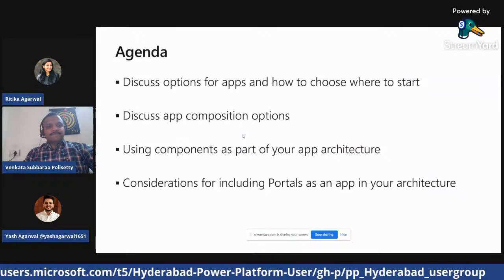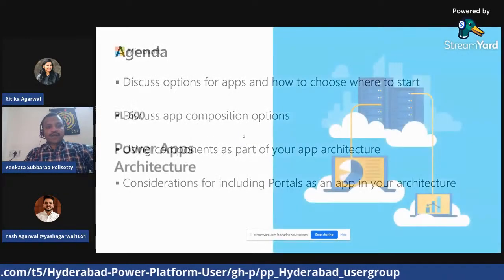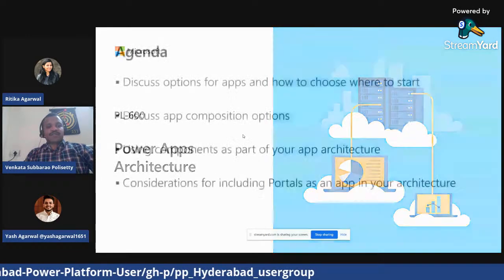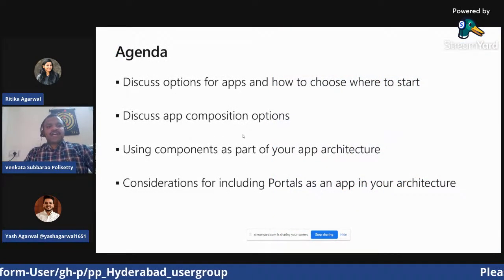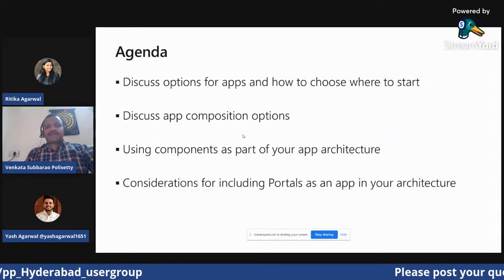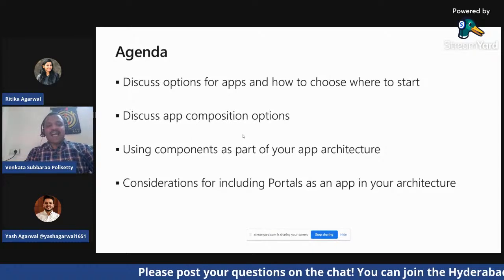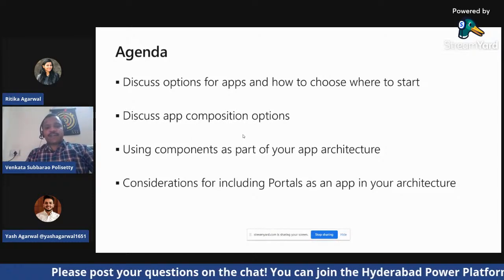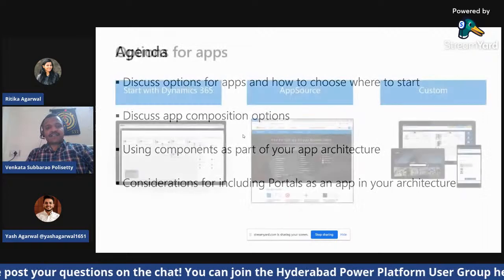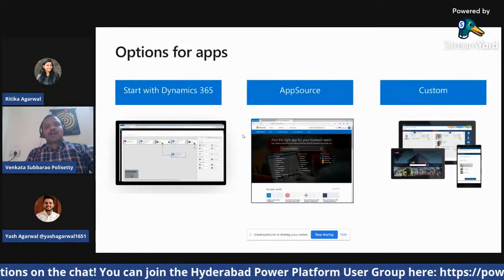So before having this, what are all the things that are present in the Power Apps architecture? We have to discuss the options for the apps and how to choose where to start, and discuss app composition options using components as part of our app architecture, and considerations of including portals as an app in your architecture. So, options for app.